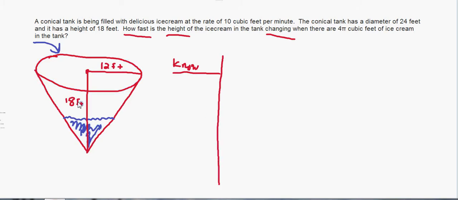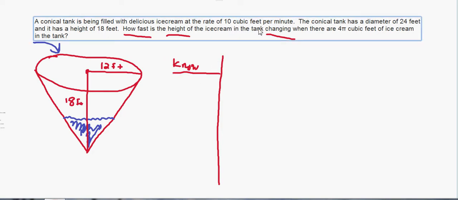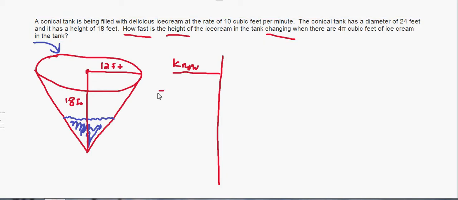Well, we got the picture over here. 18 and 12 aren't really changing, so I'm just going to leave them there like that. But we know that it's being filled at a rate of 10 cubic feet per minute. Now, you got to figure that's d something dt. It's a rate of change, so it's d something dt.